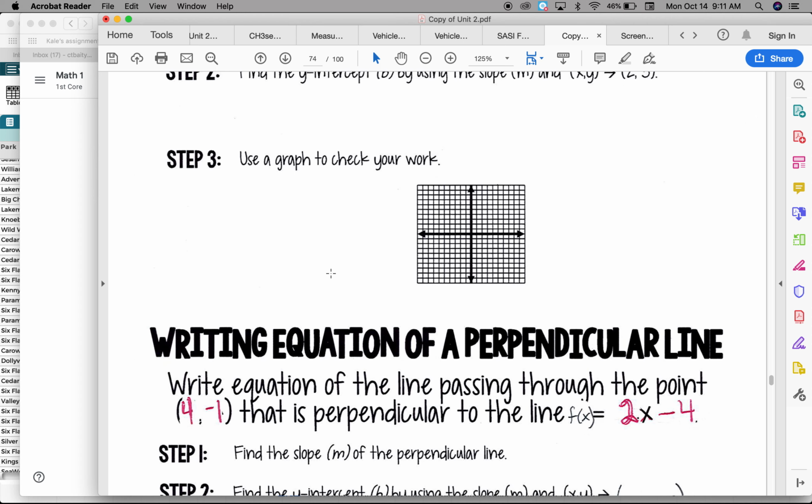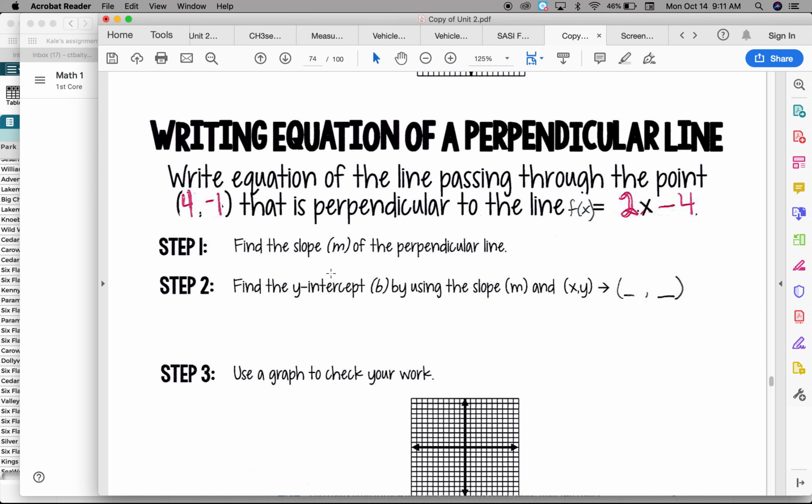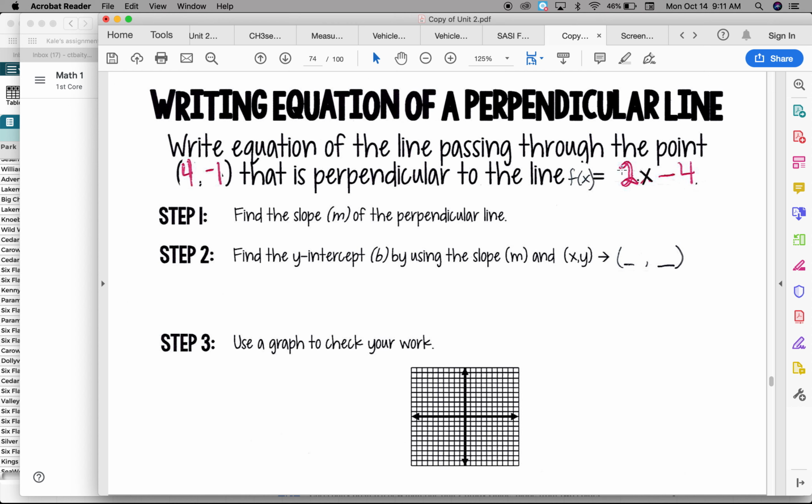I hope this helps out, and you're going to do the same thing here. So our slope is 2. So again, that means that since it's perpendicular, it's going to be opposite inverse. So we flip it and change the sign. So now it's going to be -1/2.